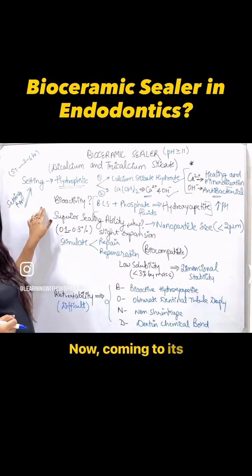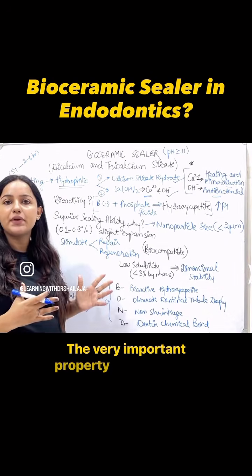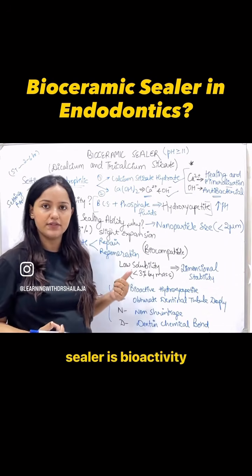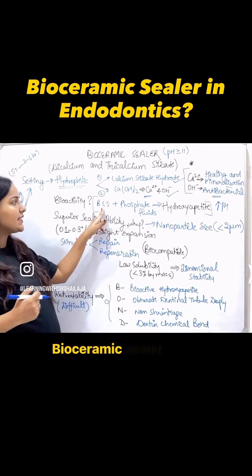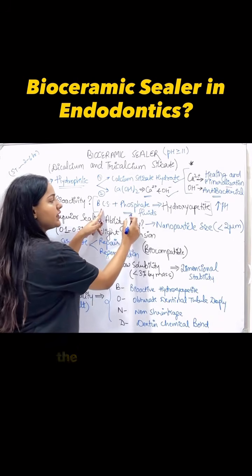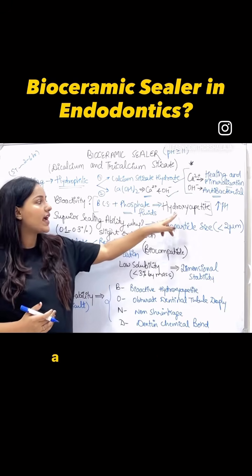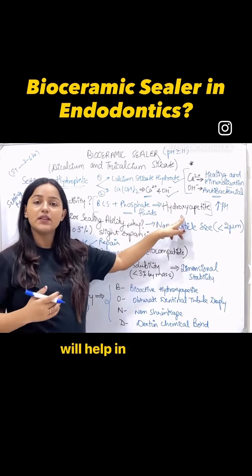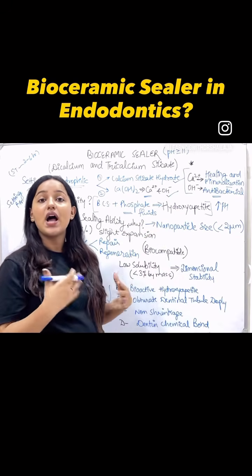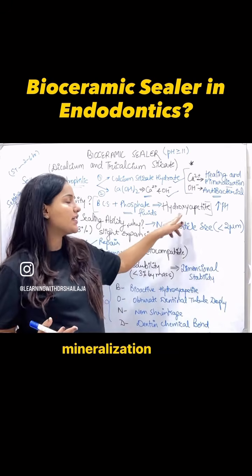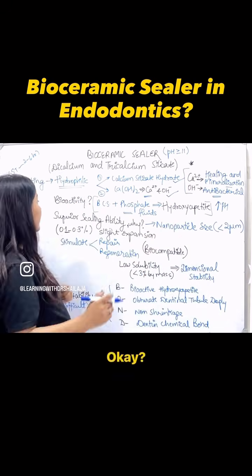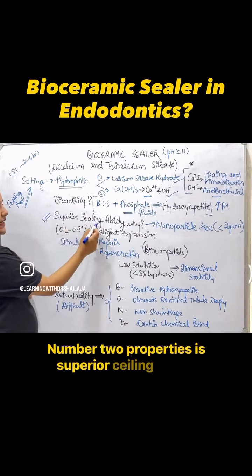Now, coming to its properties, the very important property of bioceramic sealer is bioactivity. What is that? Bioceramic sealer, when it comes in contact with the tissue fluids or the phosphate fluids present in the tissues, forms a hydroxyapatite, which will help in the dentine bridge formation or hard tissue formation by mineralization of the hydroxyapatite.